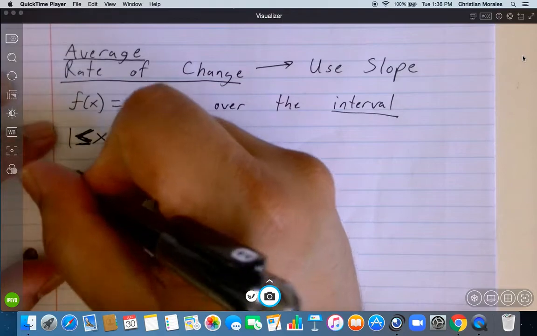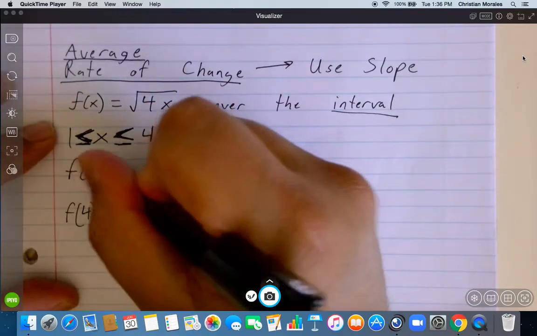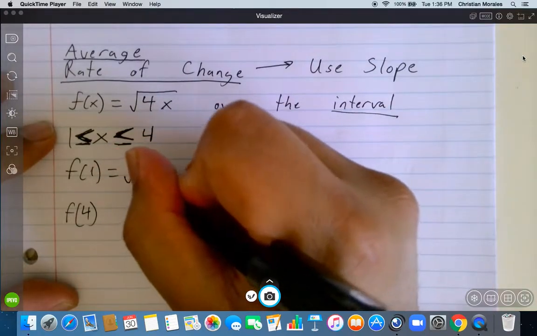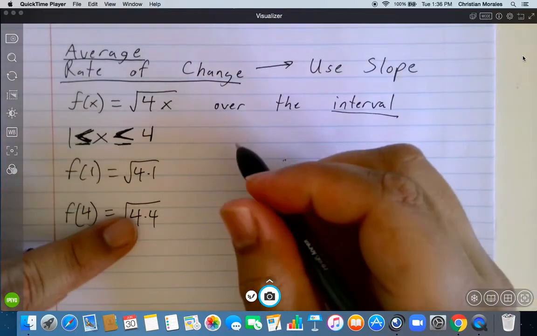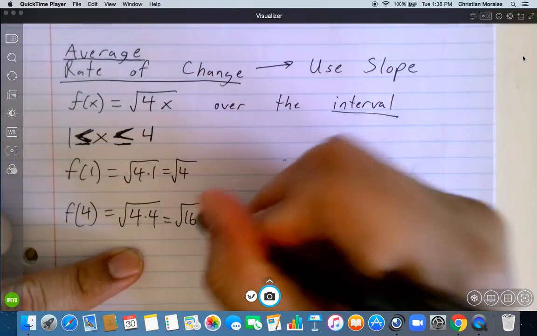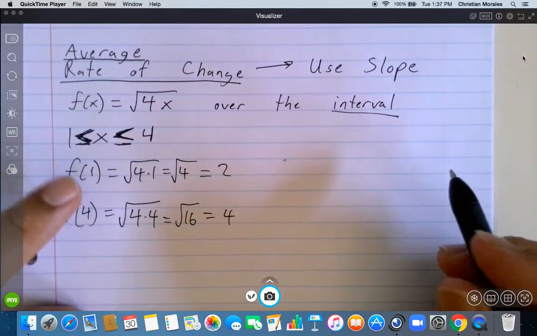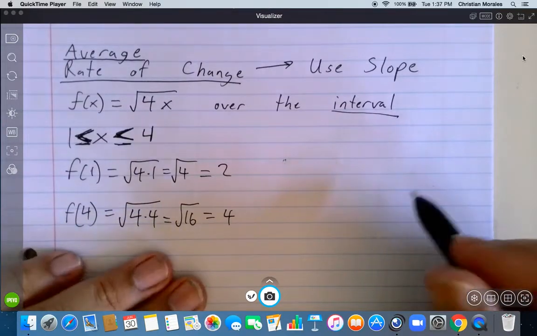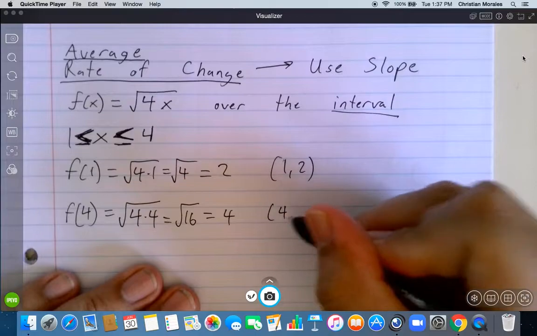So what you need to do is plug in 1 and plug in 4 into the function. 4 times 1, 4 times 4. Okay? This gives you square root of 4. This gives you square root of 16. My answer is 2. My answer is 4. So your coordinates, your points that you're dealing with are 1, 2, and 4, 4.